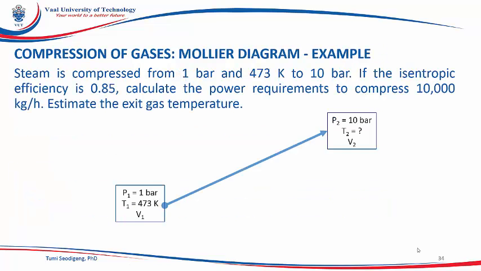To illustrate the use of Mollier diagrams, let us look at this example. We are required to compress steam from 1 bar and 473 Kelvin to a pressure of 10 bar. We are given the isentropic efficiency of 0.85, and we are asked to calculate the power requirements to compress this stream of flow rate of 10 ton per hour. We are also expected to estimate the temperature of the exit gas.